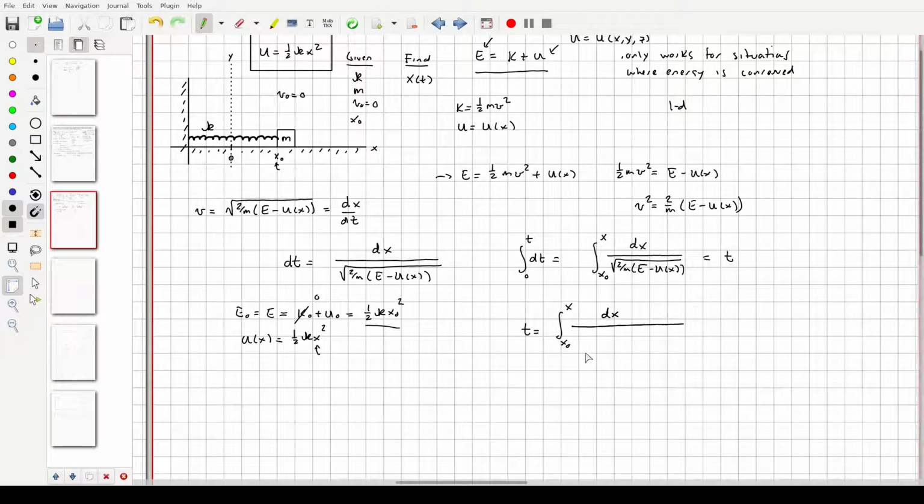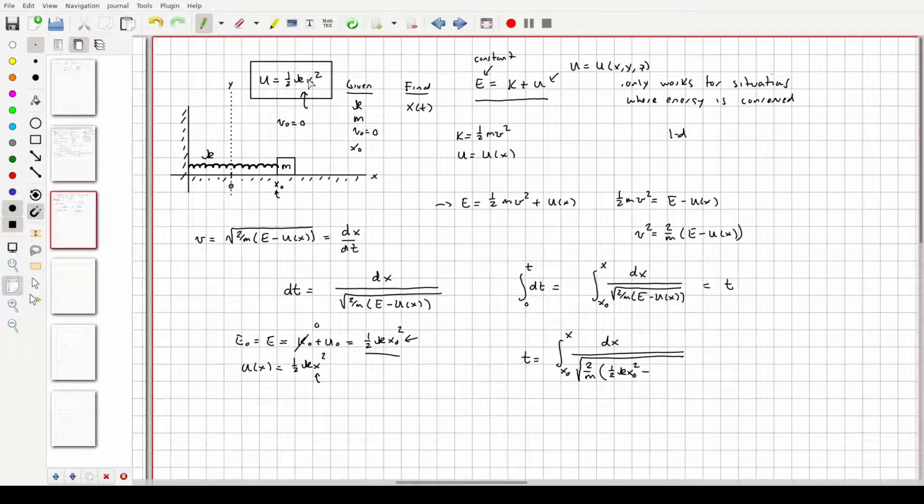And sitting under here, we have 2 over m times E. Now, E, remember, is a constant. We've already found out what it is. It's your total energy. Your initial energy is equal to your final energy because this is energy conservation. E is going to be 1/2 k times x naught squared minus the potential energy. The potential energy has this form right here, 1/2 kx squared.